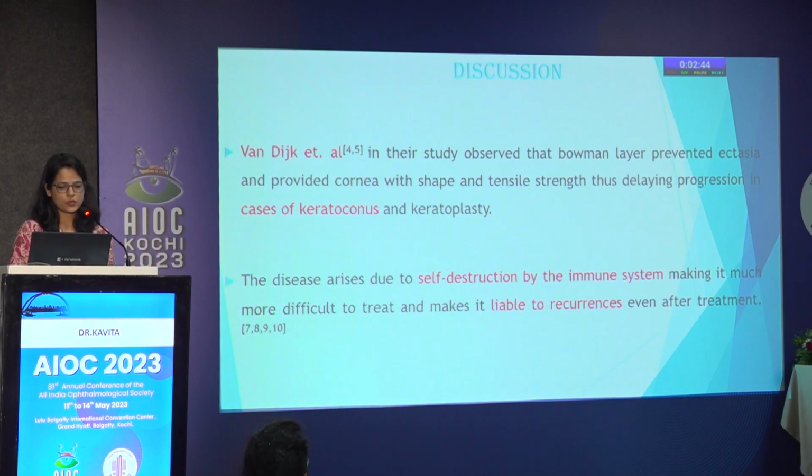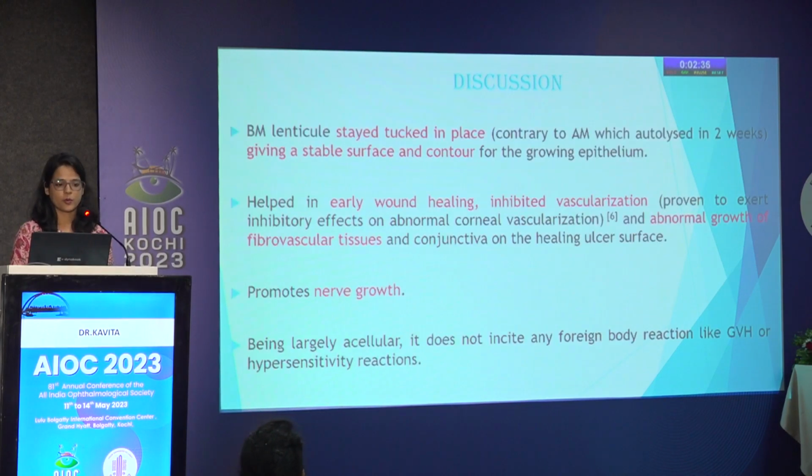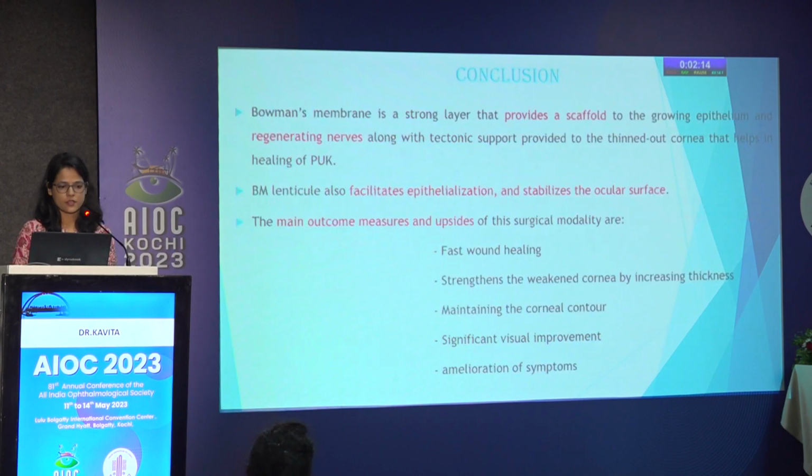The disease arises due to self-destruction by the immune system, making it much more difficult to treat and liable to recurrence even after treatment. Bowman's lenticule stayed tucked in place, giving a stable surface and contour for the growing epithelium. It helps in early wound healing, inhibits vascularization and abnormal growth of fibrovascular tissue. It also promotes nerve growth. Being largely acellular, it does not incite any foreign body reaction like graft versus host reaction or hypersensitivity reactions.